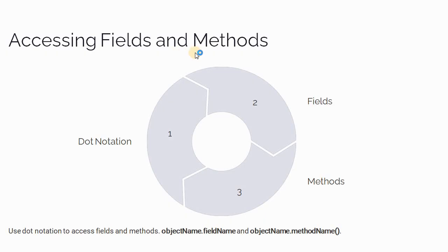So how do we access fields and methods? The next slide is about this. It's very simple. Whenever you create an object, you can use object name dot field name for a field, and object name dot method name for a method. This is the simplest way to access your fields and methods. Now move to the next slide.